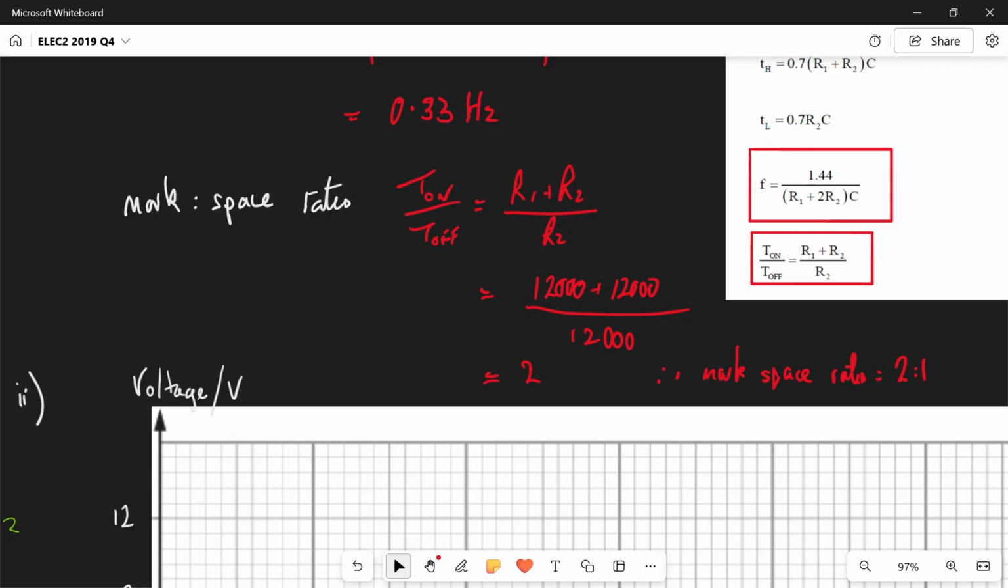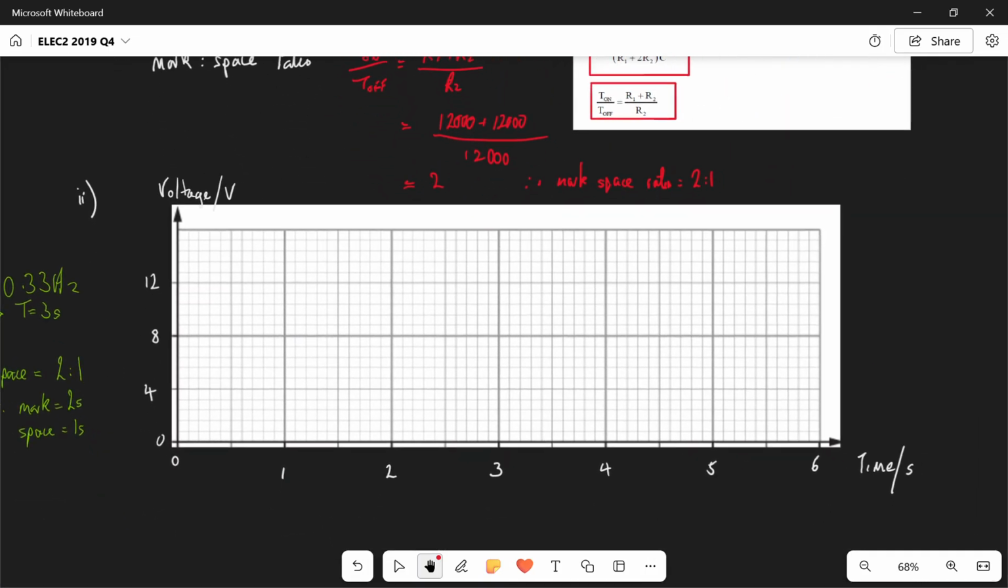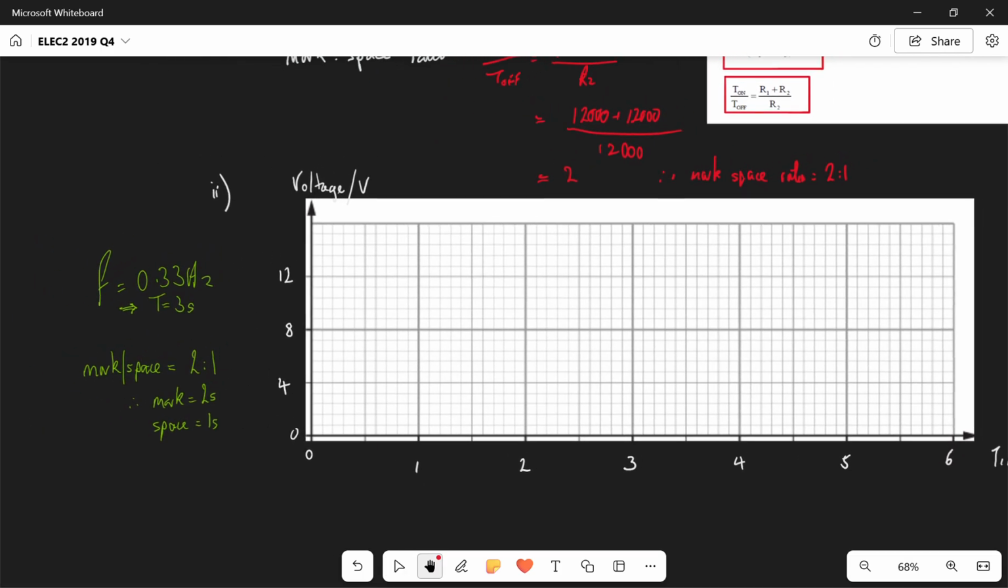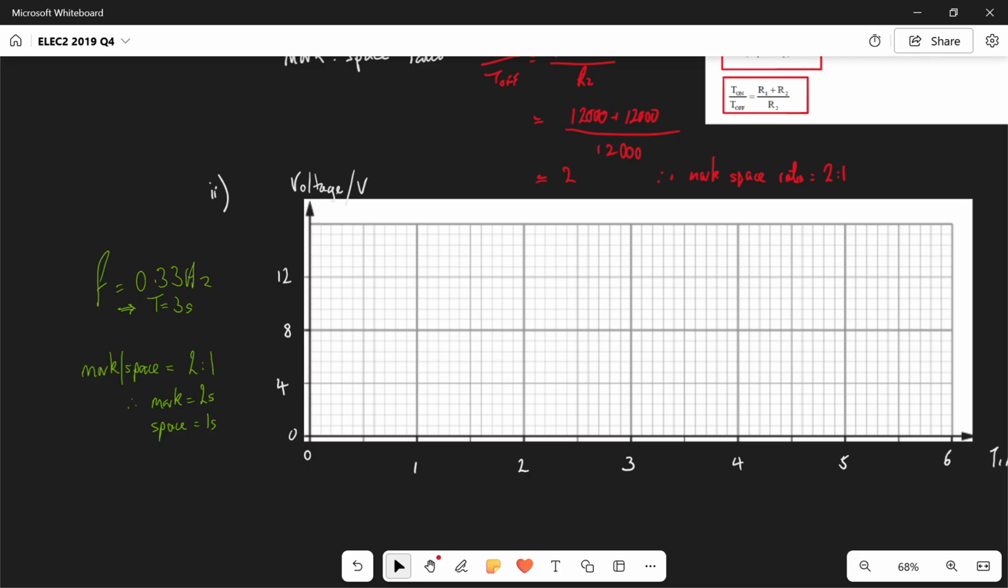Now the final part of this question is using the axis provided, sketch a graph to show 2 cycles of the output signal produced by this A-stable, given that it pulses between 12 volts and 0 volts. So we've got our graph. Now we know that the frequency is 0.33 Hertz, and therefore that gives us a time period of 3 seconds, or 1 divided by 0.33, which gives us 3 seconds. So we've got to incorporate that. So each cycle of highs and lows takes 3 seconds. But we know that the mark-space ratio is 2 to 1. So the mark takes 2 seconds and the space takes 1 second.